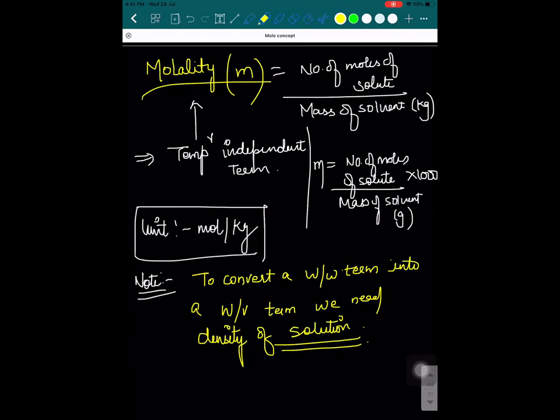To go from a W by W term to a W by V term, because weight to volume, there is only one relation we have, that is density only. The density is acting as a bridge between the two. Please write it down, then I will give you the next concentration term.